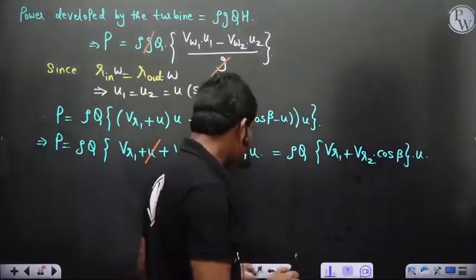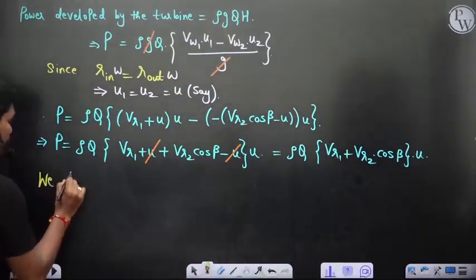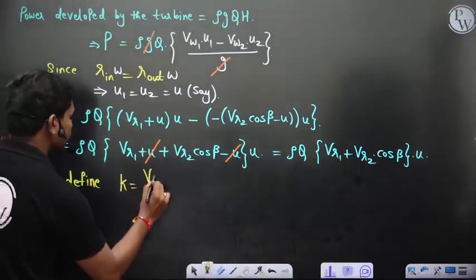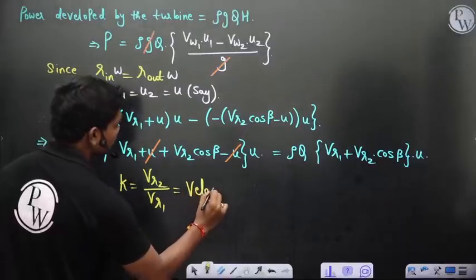Okay, so in general, this VR2 by VR1, we define K is equal to VR2 by VR1, which is the velocity reduction coefficient.